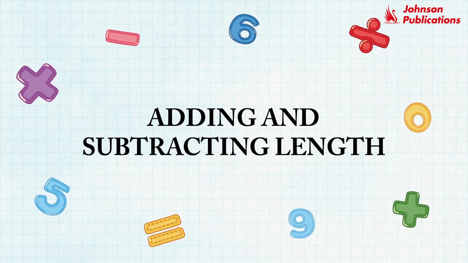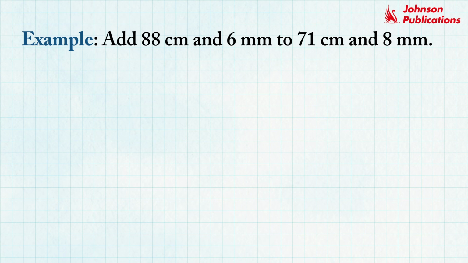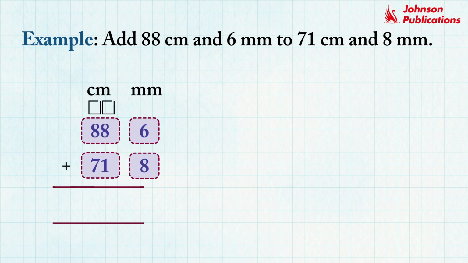Adding and subtracting length. Example: add 88 centimeter and 6 millimeter to 71 centimeter and 8 millimeter. Step 1. Make two columns, one for centimeters and other for millimeters. Place the lengths in the columns.